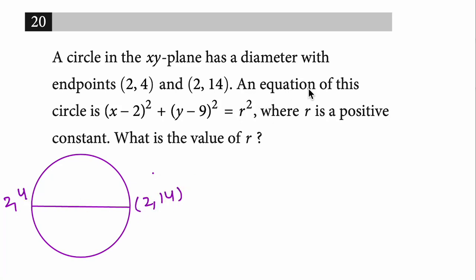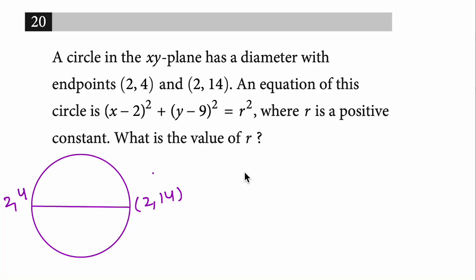An equation of this circle is (x − 2)² + (y − 9)² = r², where r is a positive constant, right? Definitely r is going to be positive because r is the radius and the radius cannot be negative for real circles. So what is the value of r?